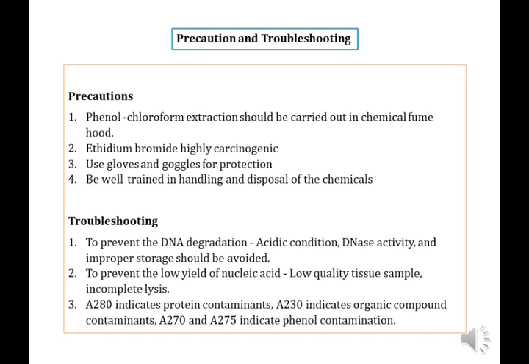Now let us look at some precautions. The phenol-chloroform method of extraction uses hazardous chemicals, so it is best carried out in a chemical fume hood. Ethidium bromide is highly carcinogenic, so always use gloves and goggles for protection. It's good to be well trained in handling and disposal of chemicals. To prevent DNA degradation, eliminate the presence of DNases, avoid storage in acidic conditions, and store at appropriate conditions. For high yield of the final product, ensure that the starting material is of good quality and avoid incomplete lysis.